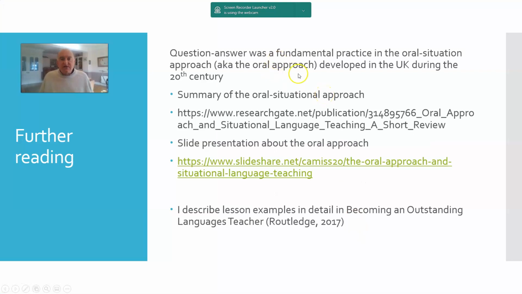So, as I said earlier, question and answer was a fundamental practice in that oral situational approach, which is summarized here. And there's also a slide presentation here about the oral approach. I've got lots of examples of lessons which are described in detail in my book, Becoming an Outstanding Languages Teacher. And for me, it's quite close to my heart, actually, because when I trained as a teacher back in 1980, this was all the rage, and at the time was considered still fairly modern, although the communicative approach had arrived, and people became quite skeptical about this sort of artificial questioning technique.